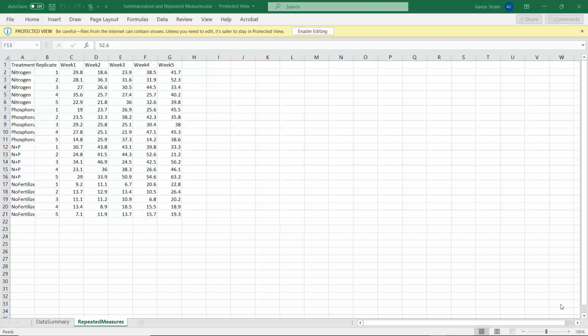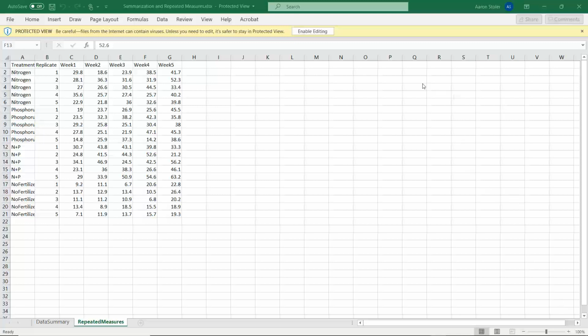In this tutorial, I will show you how to create a graph that shows you data over time from multiple treatments. And this is the type of analysis we call repeated measures. And I will show you a little bit of how we summarize data using some functions in Excel.